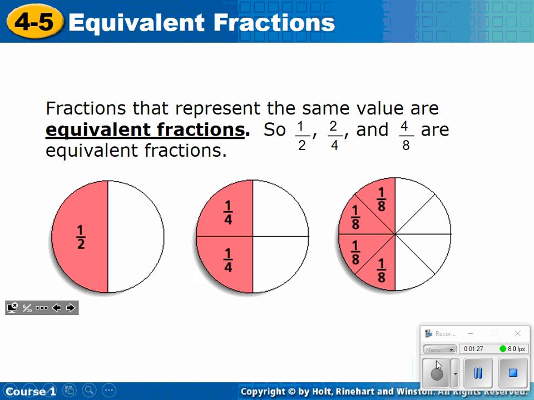If you made them into decimals, 2 divided by 4 is 0.5. 1 divided by 2 is 0.5. 4 divided by 8 is 0.5. So it's all 1/2.